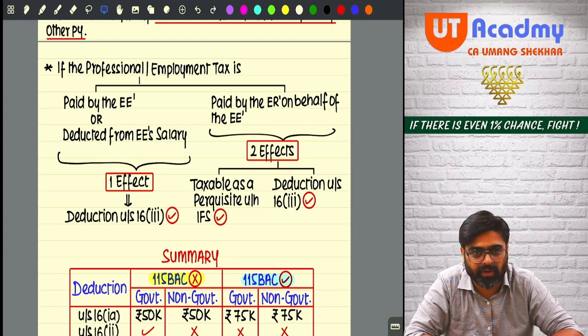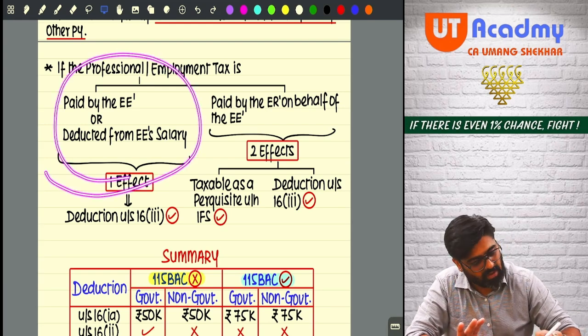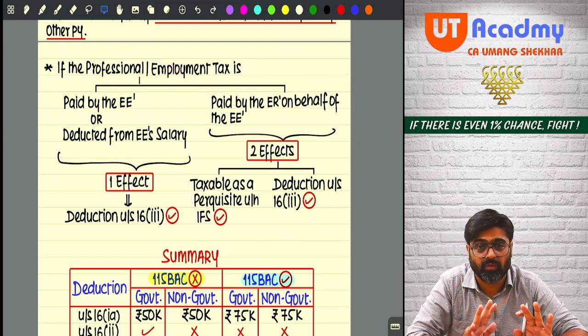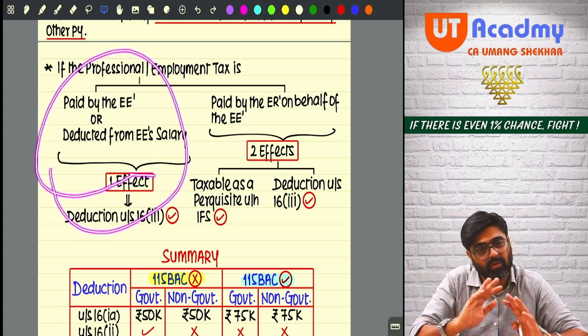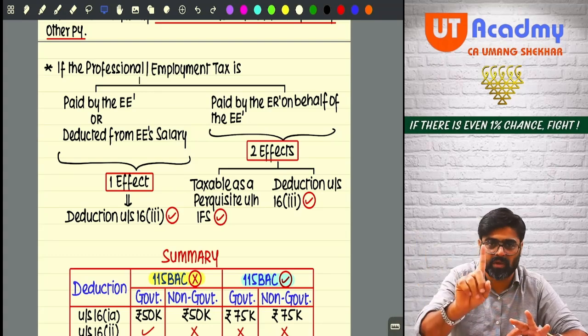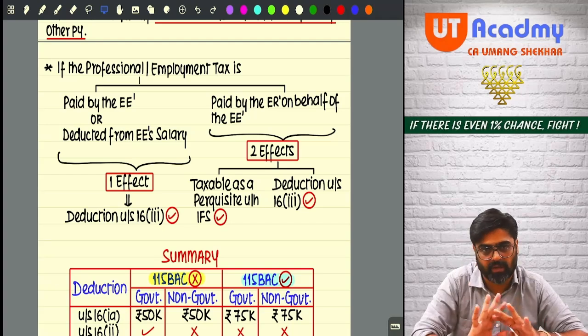Will you be able to do it? So even this case can be there in the exam, or even this case can also be there in the exam. You have to be very careful which case is there. If the first case is there, no need to do anything. You are going to charge gross salary, take the deduction, only one effect. Take the deduction for professional tax paid or deducted from your salary.